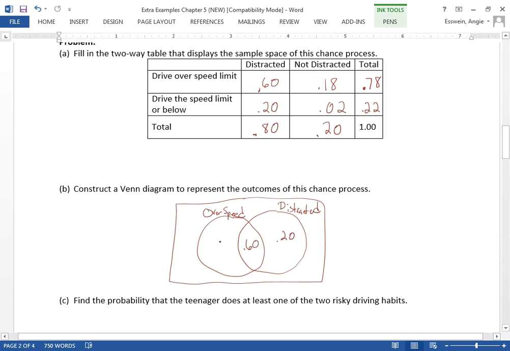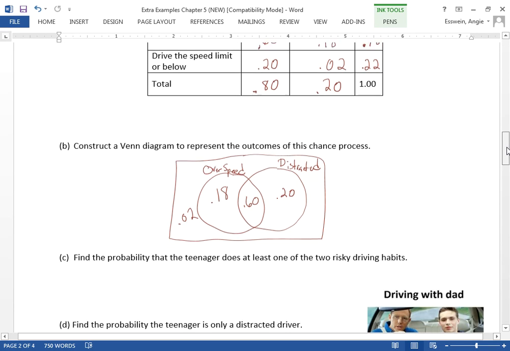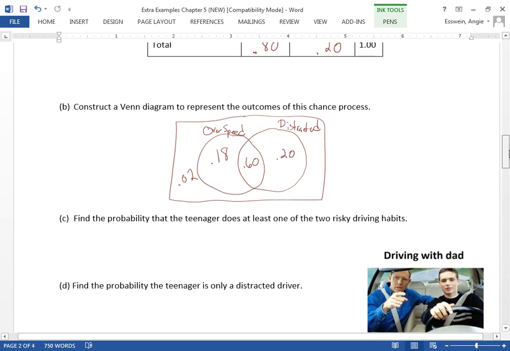What about just over the speed limit? 18%, right? And so notice these two add up to 78%. And then any really good drivers on the outskirts in the space? Just 2% out here that are neither speeding or distracted, only 2%. So now we can see how easy questions are to answer.